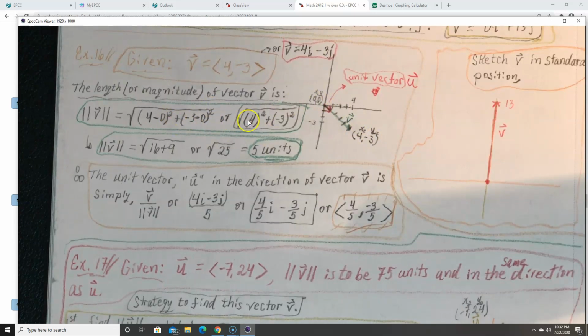4 minus 0 is 4, 4 squared. Negative 3 minus 0 is negative 3 squared. 4 squared is 16. Negative 3 squared is 9. 16 plus 9 is 25. And the square root of 25 is 5, which is what we expected. So from here to here is 5 units. Vector v is in this direction, and it's 5 units long. Great.